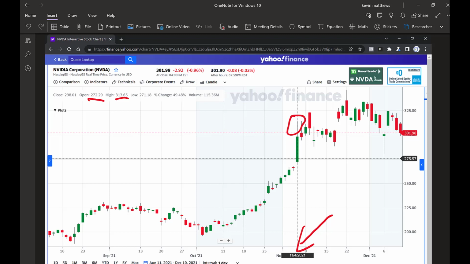These lines at the top and bottom, as you can see here, those are going to be the lows and the highs. So during the day, it was as high as $313 per share on that day. However, it shot up and hit that point at some point and then came back down and then closed at 298. And then, as you see here, this is the low. It was as low as 271, which means at some point during the day, it started at 272, came down to 271, went all the way up to 313, and then came down and closed at 298. That's a lot of movement. That's why this particular candle is as big as it is.